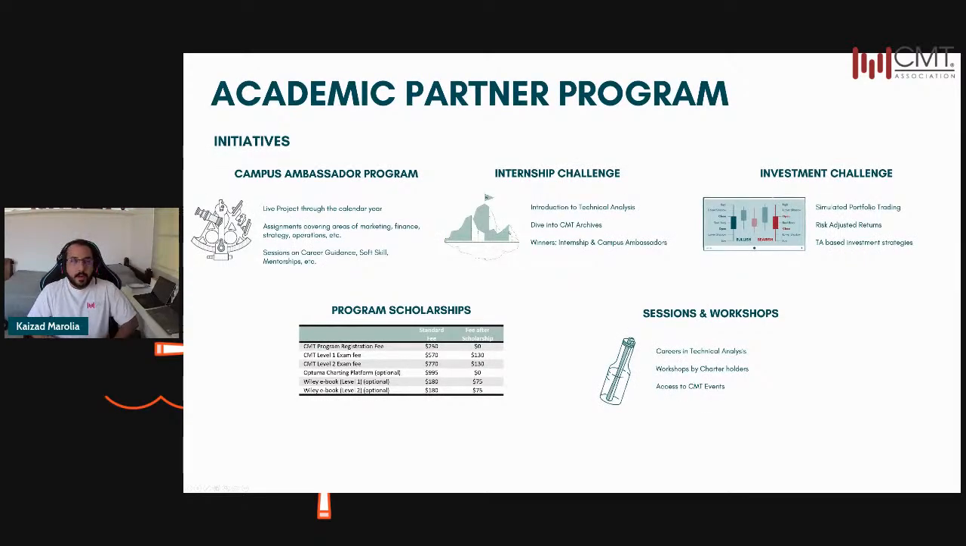You are already aware of the academic partner program, but just diving in quickly because that forms the base of the academia pillar. We have initiatives like the campus ambassador program, the internship challenge, and the investment challenge, which we've discussed in the past. The core of the academic partner program is the program scholarship, where fees get subsidized to just $130 for level 1 and level 2 for postgraduate institutes. Again, these are only for full-time candidates of our academic partner institutes, and of course for faculty it's for all three levels. And then doing sessions, 1 day workshops on careers and technical analysis is an example that me and Joel do. Having charter holders come in and speak about basics of TA, advanced TA, and so on as well.